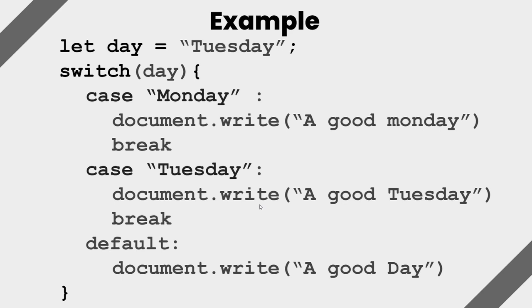Now the default would only execute if the value was not the same for this case and was also not the same for this case. So imagine we had the day variable hold a value of Saturday or Sunday or Friday. Because the value would not be the same as this and this, the default here would turn out to be the only thing that would execute. So we'll get to see how all this actually plays out in VS Code.